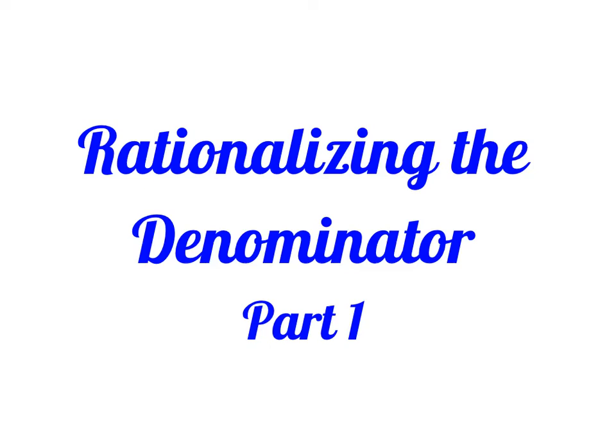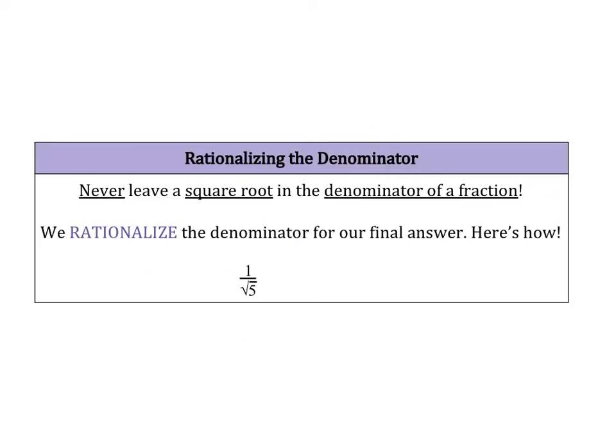Hi everybody, today we are going to learn a new process which is called rationalizing the denominator. So in our math class we have a rule, and that rule is that we will never leave our final answer with a square root in the denominator of our fraction like you see here. So we have a process that helps us get rid of this square root, and that process is called rationalizing the denominator. This is just to make sure our final answer is simplified.